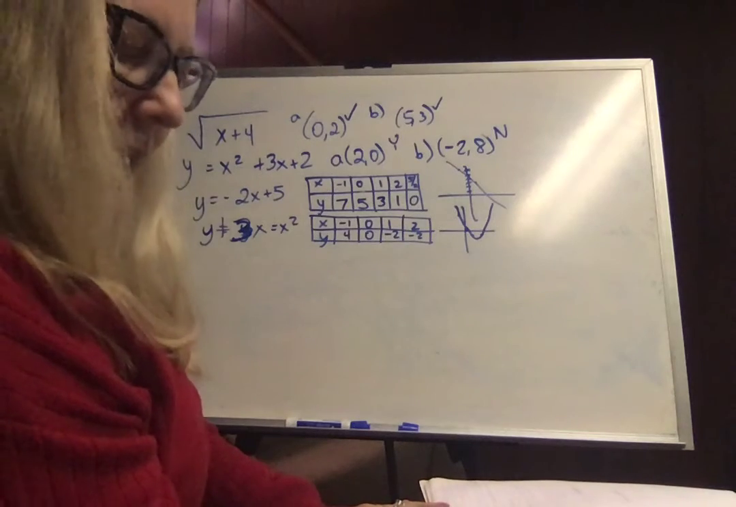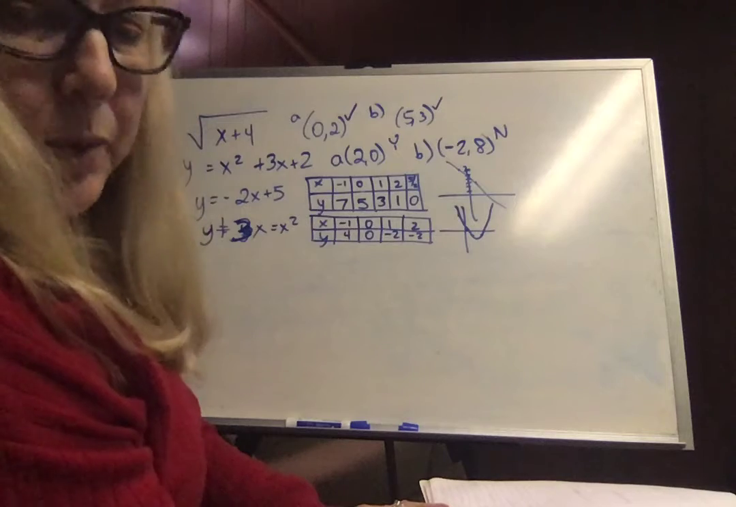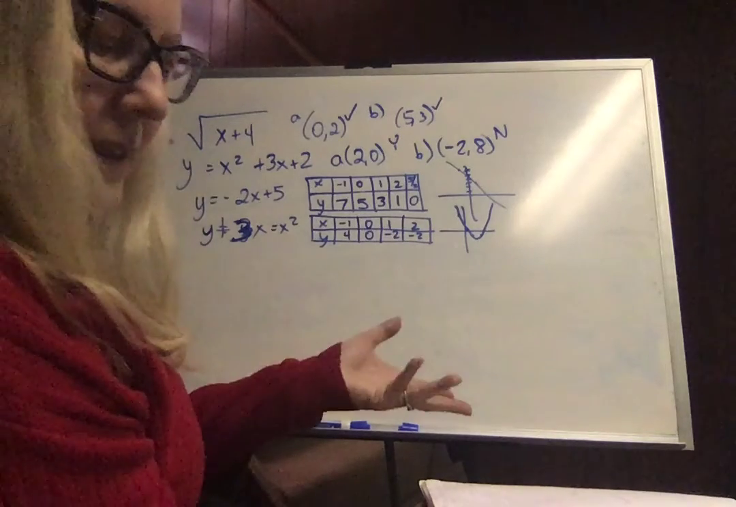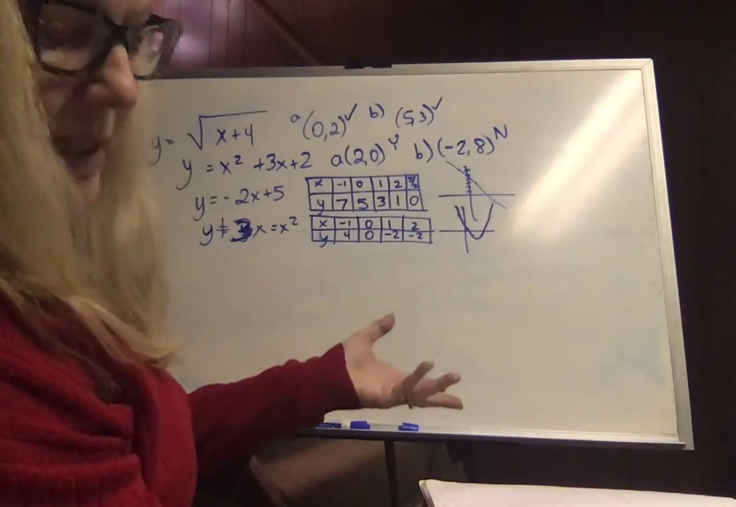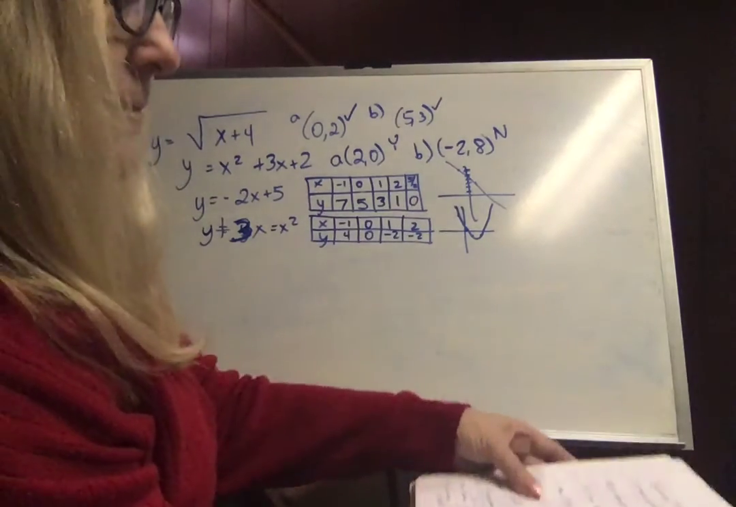Then, another way, they might do x-intercept and y-intercept. We did that last time. Plug in a 0 for x, you get the y-intercept. Plug in a 0 for y, you get the x-intercept.